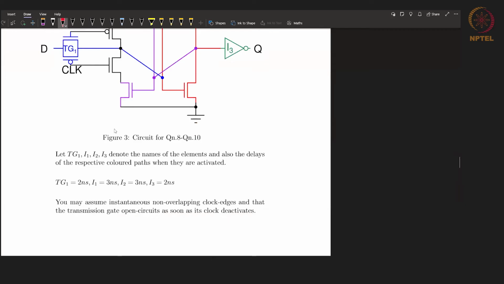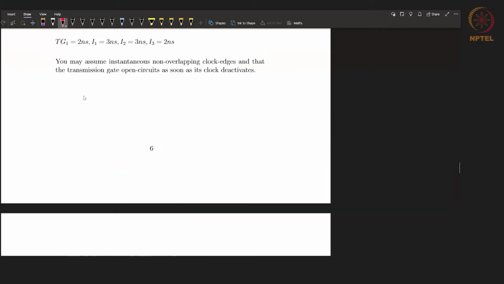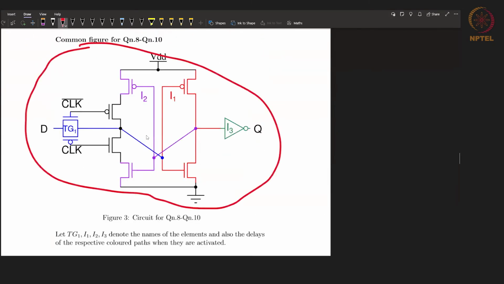Moving on, you can observe the figure for questions 8 to 10, right? What is the type of sequential element shown in figure 3? It says it's a negative latch. Why is it a negative latch? What qualifies it as a negative latch? When clock is equal to 0, whatever data is there can pass through like this.